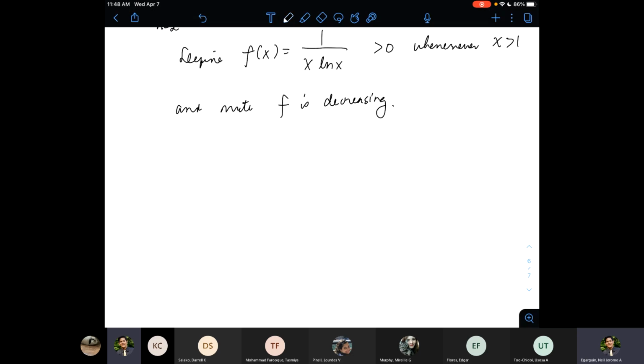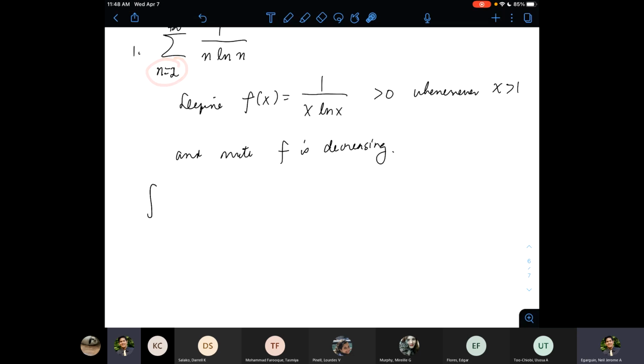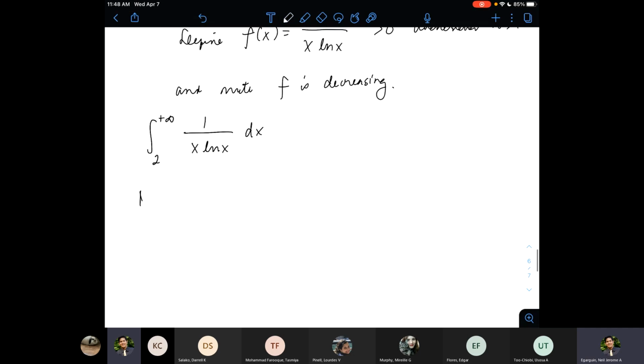Now for the integral test, we compute the integral from the starting index. The index starts at 2. So I'll do the integral from 2 to positive infinity of f of x, which is 1 over x ln x dx. All right. But note that this is an improper integral because the upper limit is infinite. So let's turn it into a limit. We'll do the limit of the integral from 2 to b of 1 over x ln x dx as b approaches infinity.